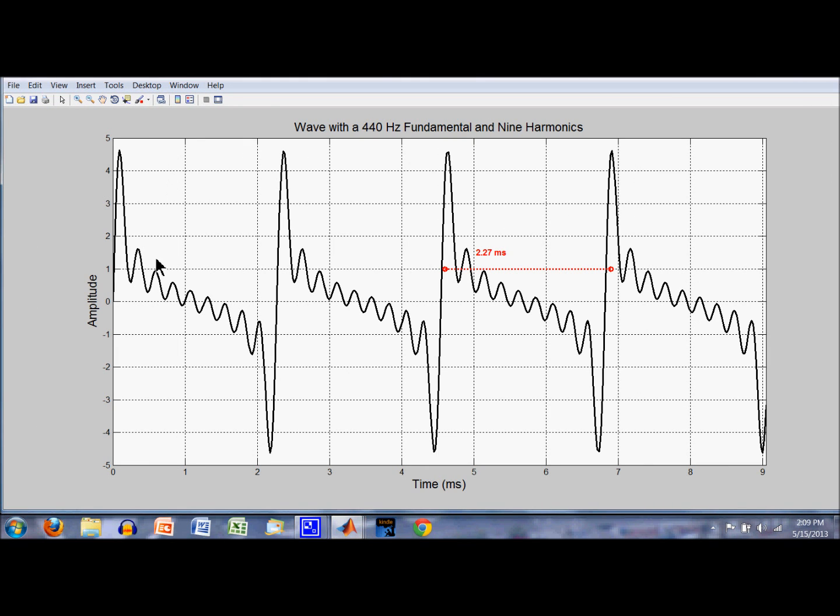Here's the wave structure in time, plotting the amplitude against the time. It has a recurring period of 2.27 milliseconds, which corresponds to the fundamental. And you can see the other wiggles in there, which are a consequence of the other harmonics.